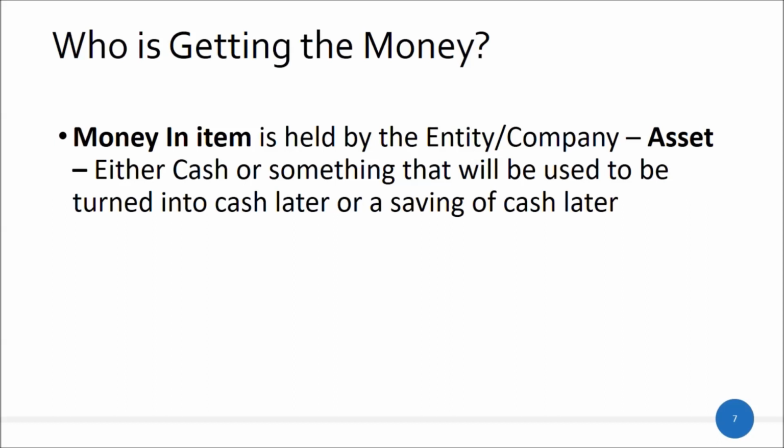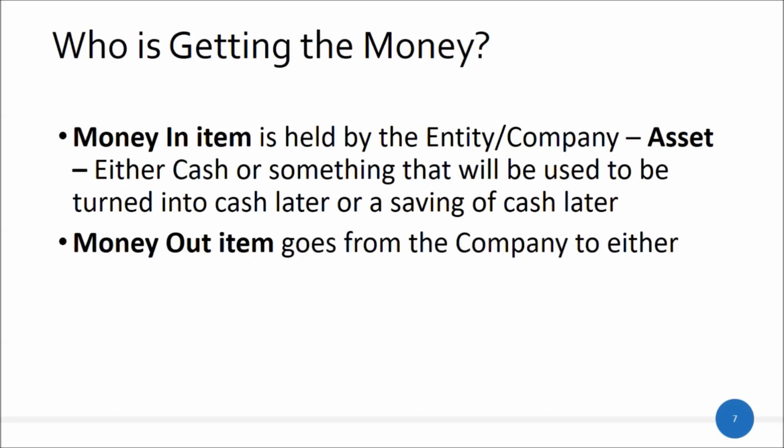Something like a piece of fixed asset machinery, which could either be sold and turned into cash, or alternatively we could use it to make profits, and that's going to turn into cash. Whatever it is that you've got in your business that can be turned into cash or is cash at the moment is an asset. It's something positive. It's positive cash. Positive cash is equal to assets.